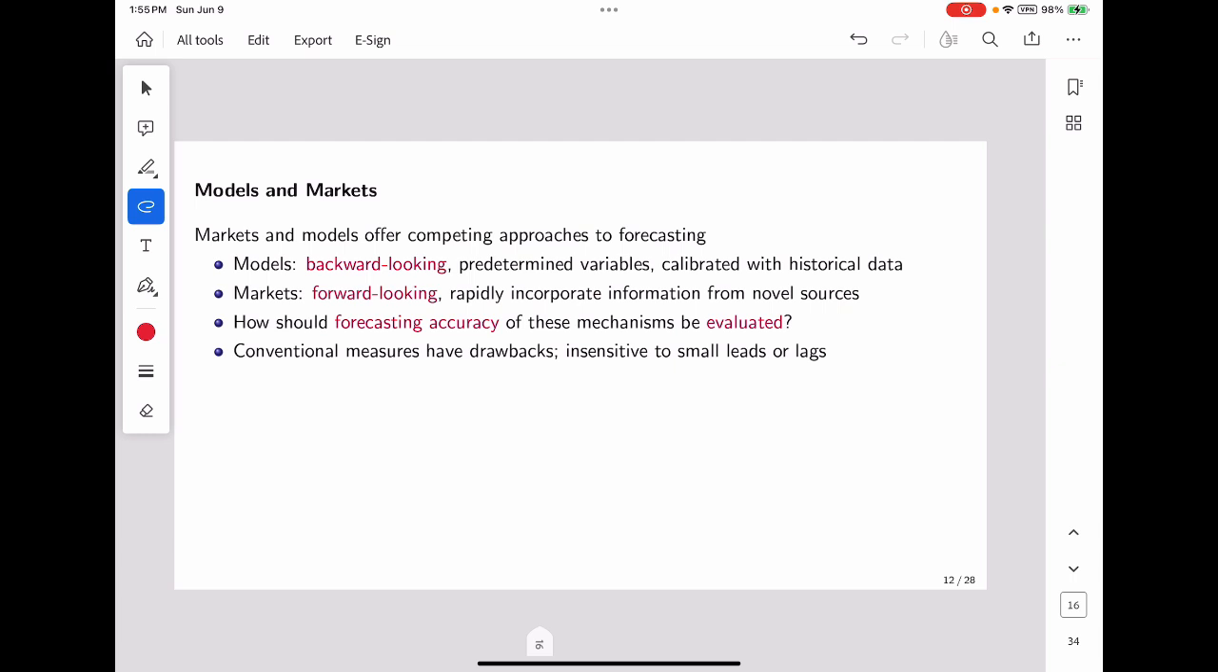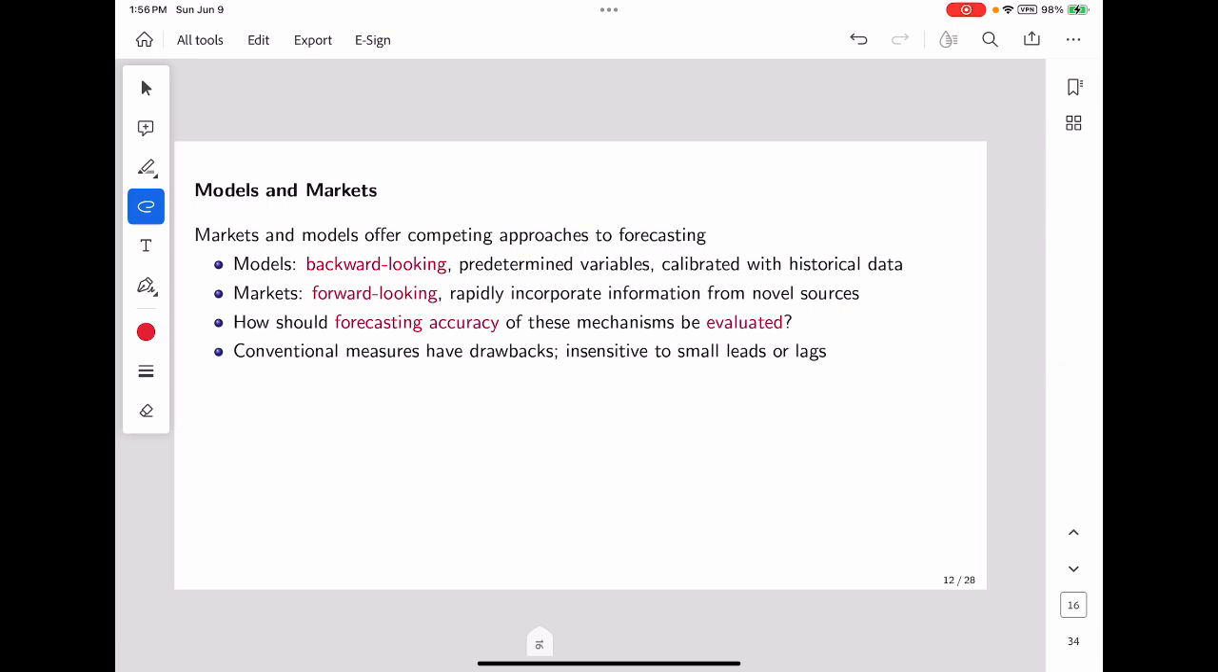Markets are completely different. They are fundamentally forward-looking in the sense that anything that's considered relevant to the occurrence of an event can be incorporated very quickly into the market. Any model that a trader has in their head, no matter how bizarre, no matter how strange, how different from the existing models that are out there, can be reflected in the market price through the activity of that trader. So markets can rapidly incorporate information from novel sources. Now we can ask how the forecasting accuracy of these mechanisms can be evaluated. And I'll talk about some conventional measures, and then I'll talk about some novel measures.